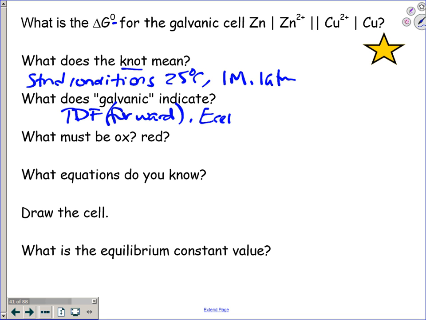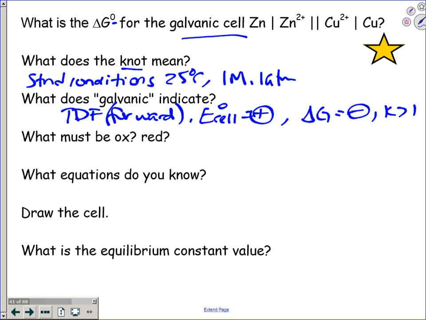E cell will be positive. Delta G should be negative, and K is greater than 1. So if you are already told this is a galvanic cell, and I'm telling you right now this is a galvanic cell, you can predict what you're looking for. You can check your work at the end, which makes it nice because you have that confidence.